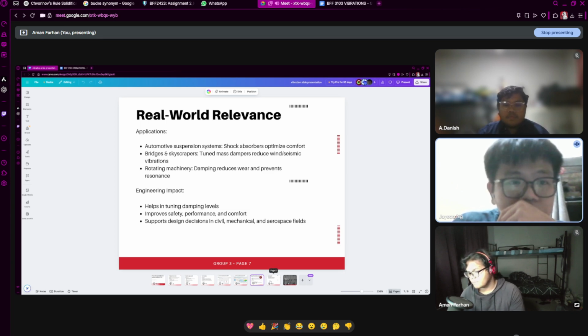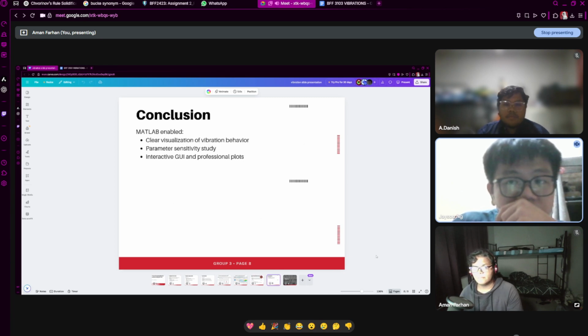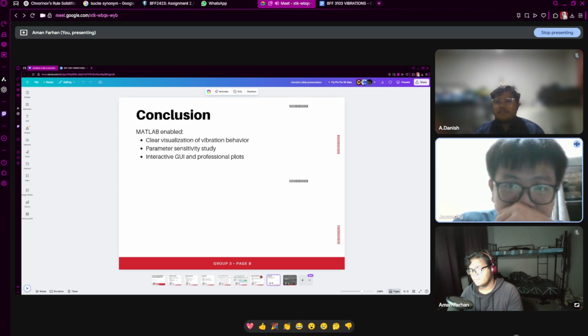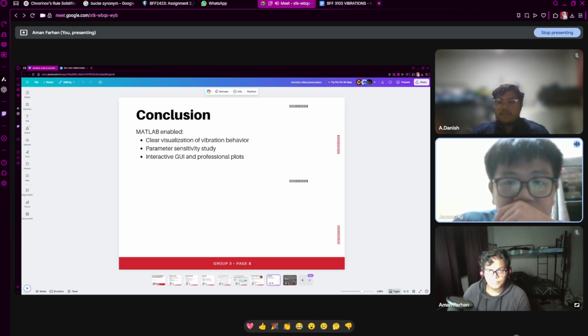In the conclusion, this MATLAB project allows us to visualize how damping affects vibration behavior, comparing the undamped, underdamped, critically damped, and overdamped responses. We performed sensitivity studies using 3D surface plots and built an interactive GUI for better demonstrations. It shows how simulation tools like MATLAB can support design decisions, enhance understanding, and bridge theory with practical applications.